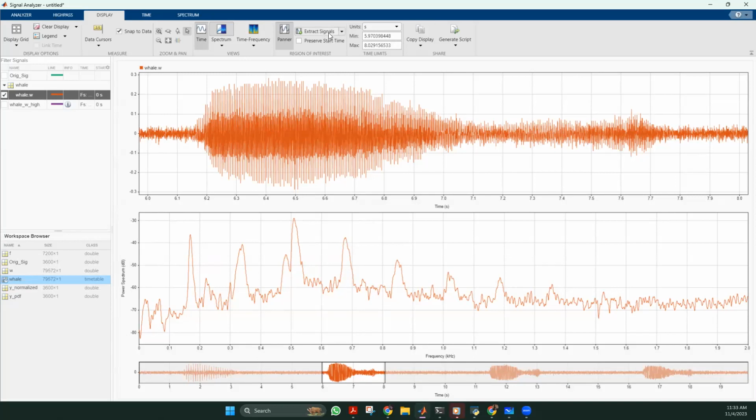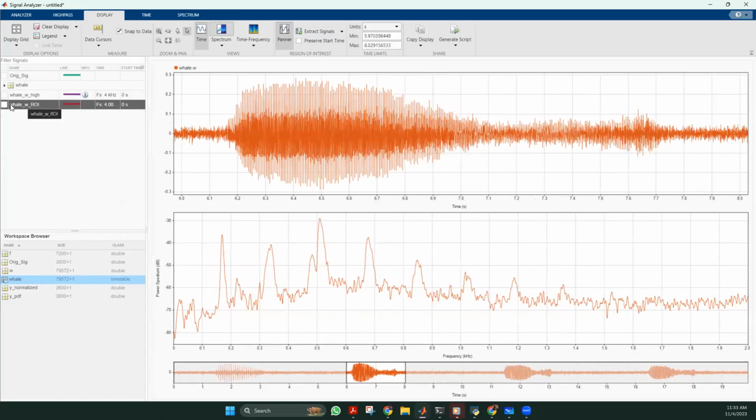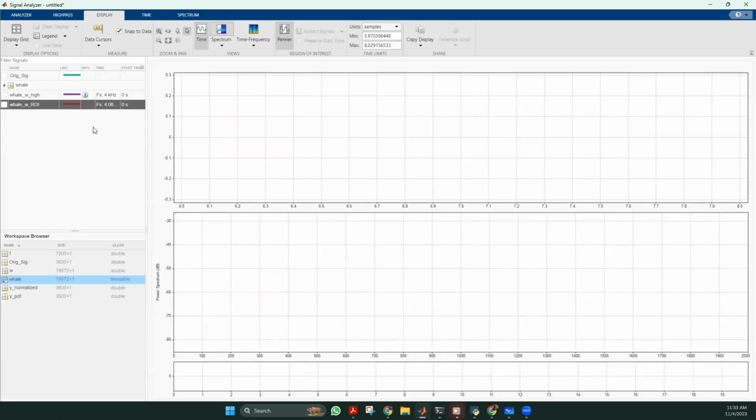Then we will save this as a separate signal bit. So I have to save it by going to the extract signals option and selecting between time limits. Once I do that, I can see I have formed a separate sound signal in here that contains only this component from 6 to 8 seconds. Again, I go to the original one. Again, I clear the display. I don't need it because I have already created the signal components I need, and it is already here.